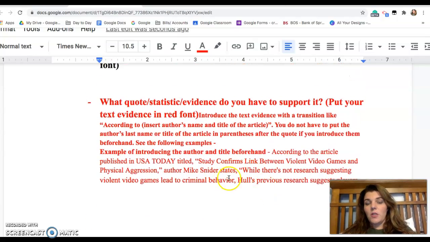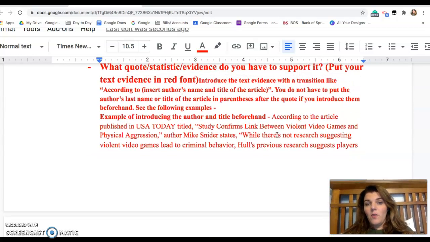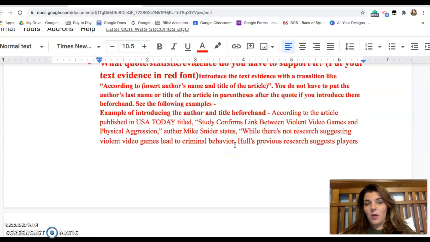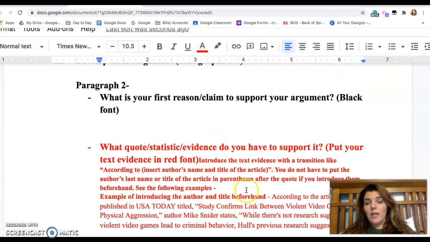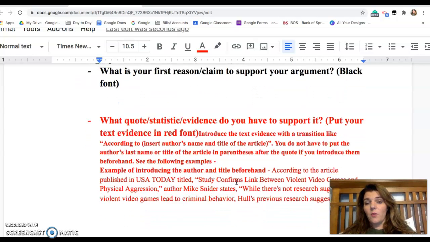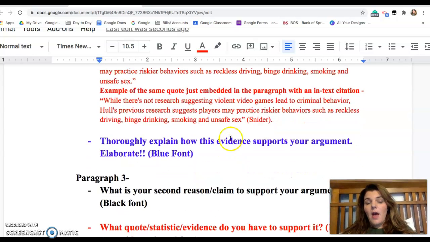You don't have to put the author's last name or the title at the end if you've introduced the title and the author beforehand in your text, in your explanation, okay? So you're going to put your text evidence, you're going to color the font red so that I can see that you have text evidence in each body paragraph. And then you're going to elaborate on how this evidence supports your argument.